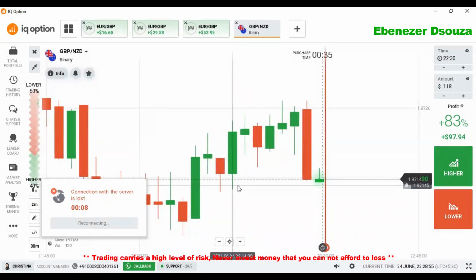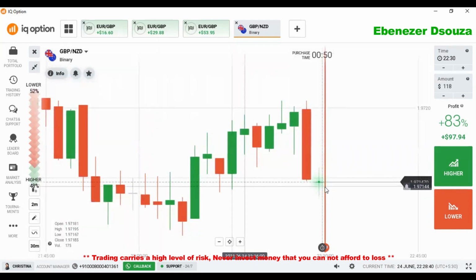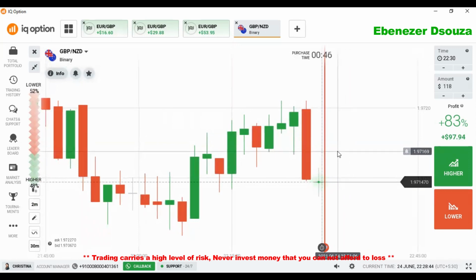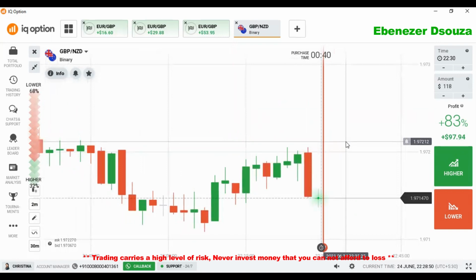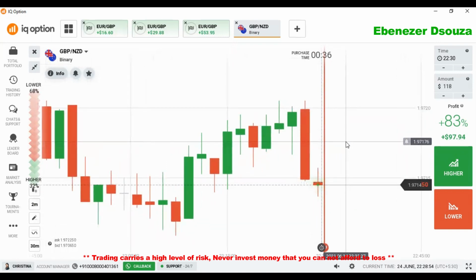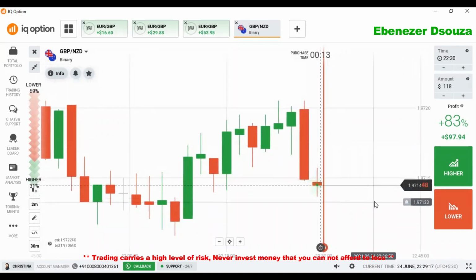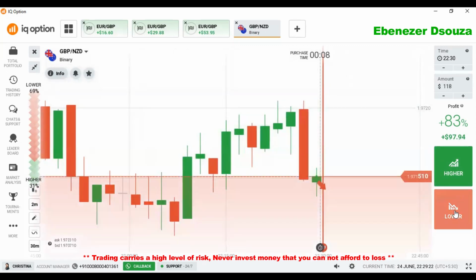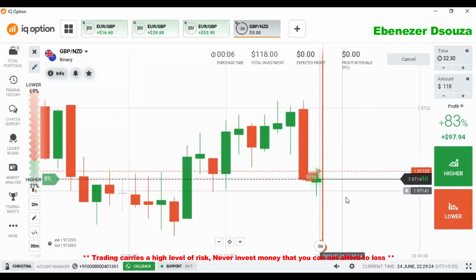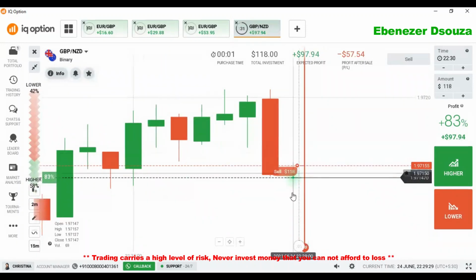Maybe some internet issue problem. Okay. So sellers are trying to enter into the market. There is a strong rejection from this rejection point. So I placed here a lower option trade, because I am seeing a strong rejection. It's a rejection point. From this point I am seeing a rejection point.